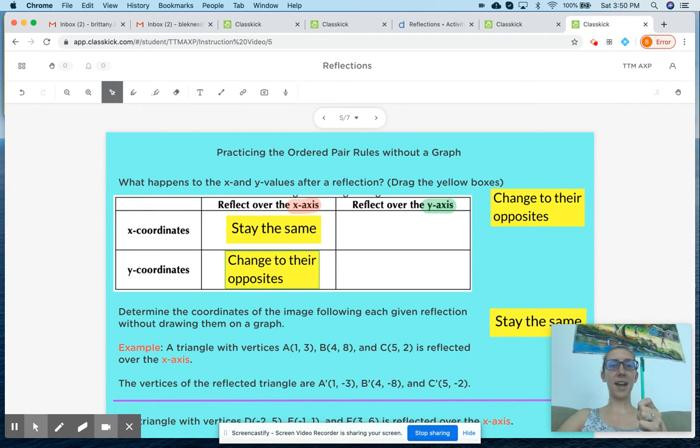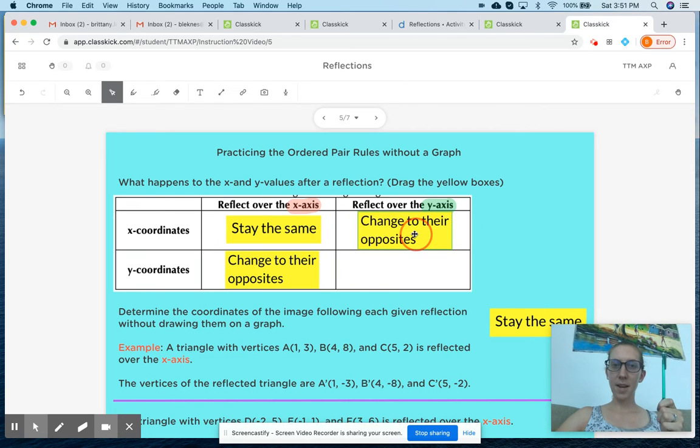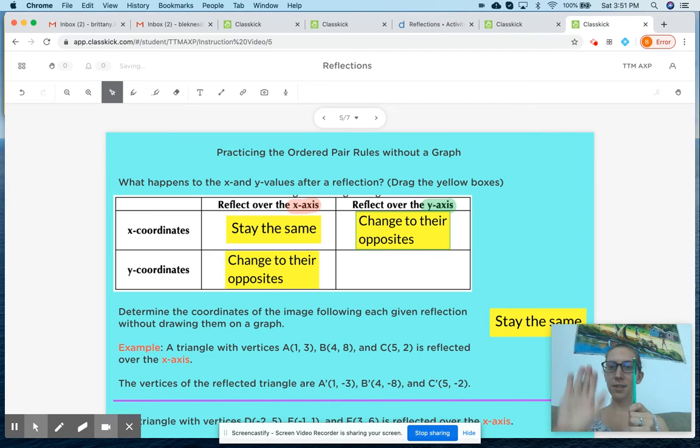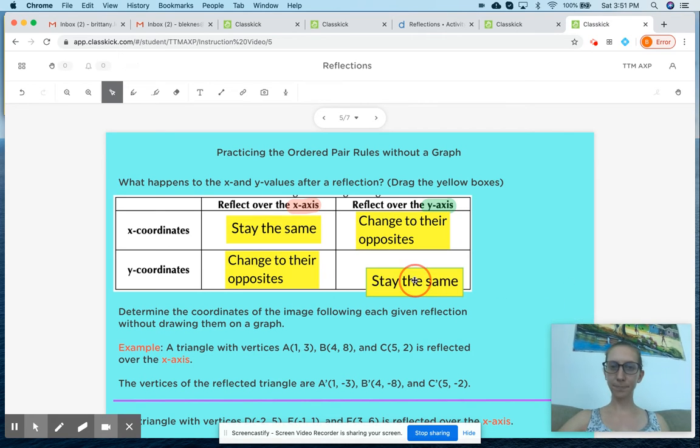Okay, so if I have the y-axis, I take my hand, I reflect it over. Notice now I'm moving from side to side, so I'm changing the x coordinates to their opposites. And my y coordinates are staying the same because I'm not moving the height of my hand at all.